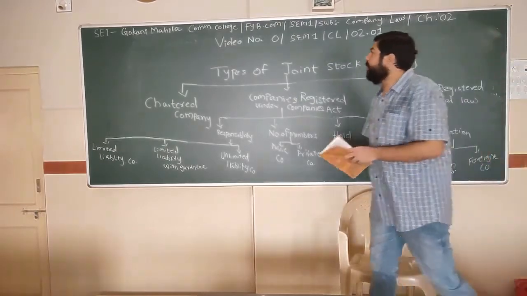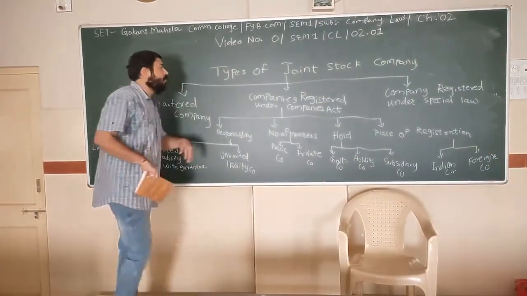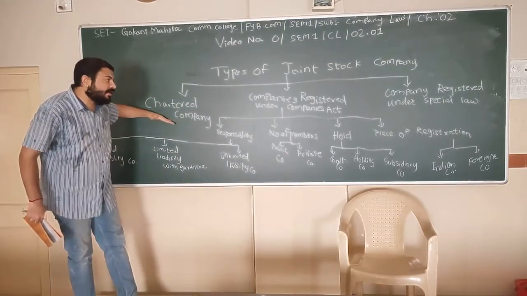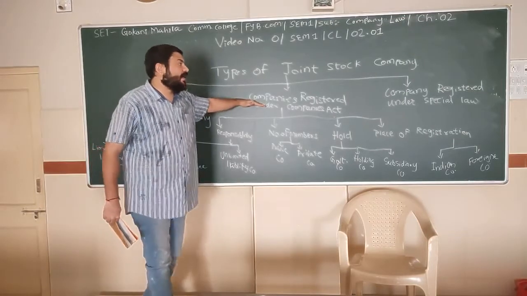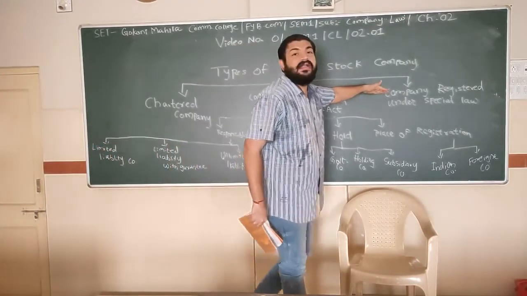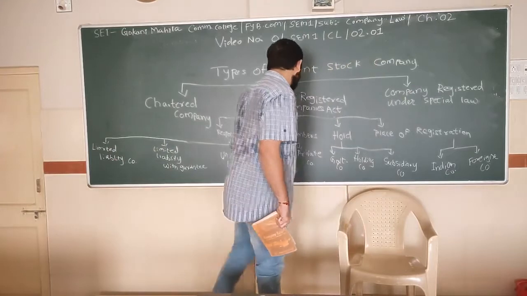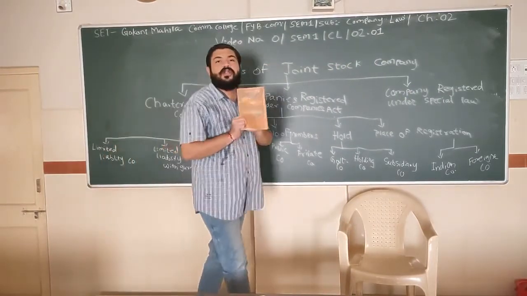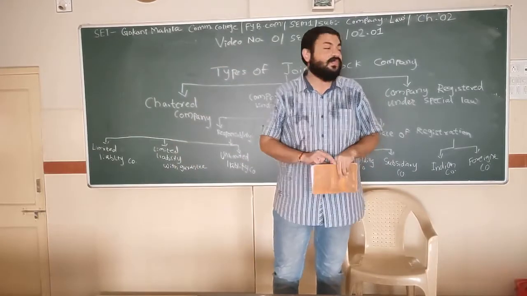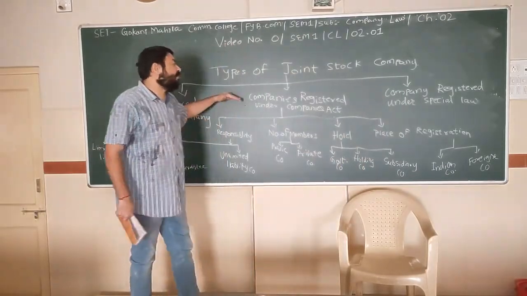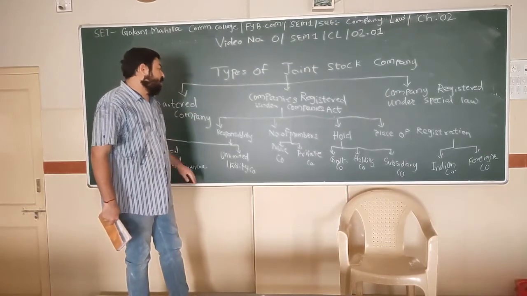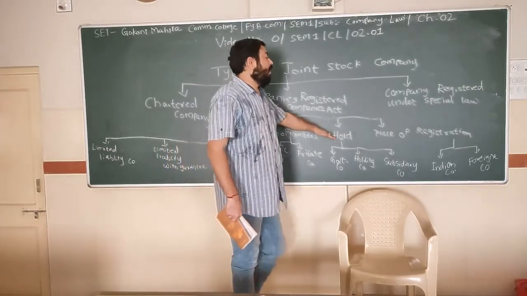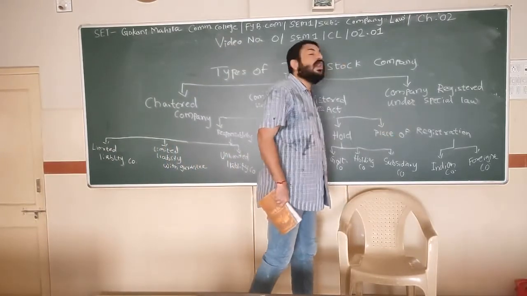See your full classification chart here, that is types of joint stock company divided into three parts: chartered company, company registered under the Companies Act, company registered under special law. Then further, the chartered company and company registered under special law are not divided into any further classification. The only company which is divided is company registered under the Companies Act. So it is as per responsibility, number of members, role, and place of registration.